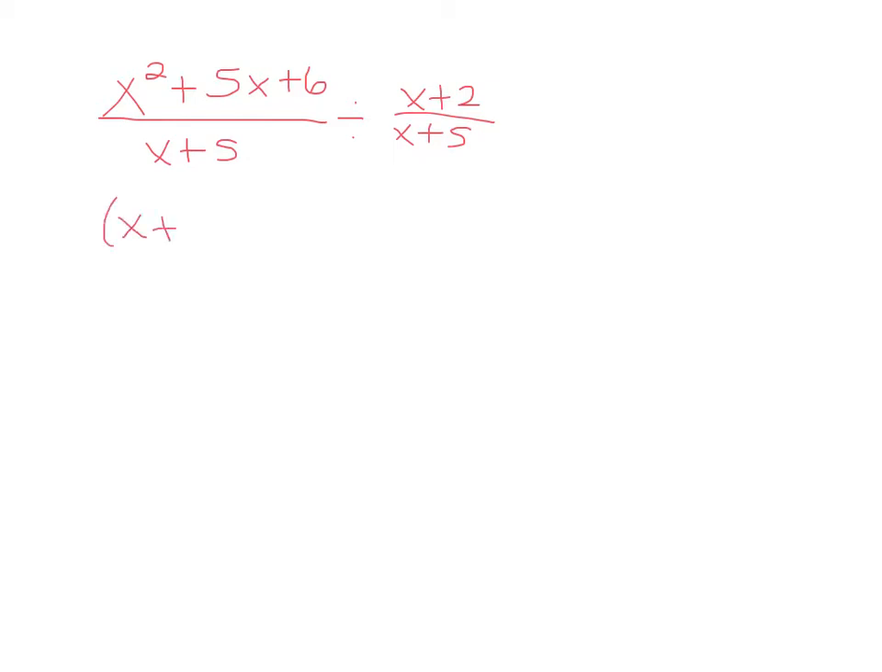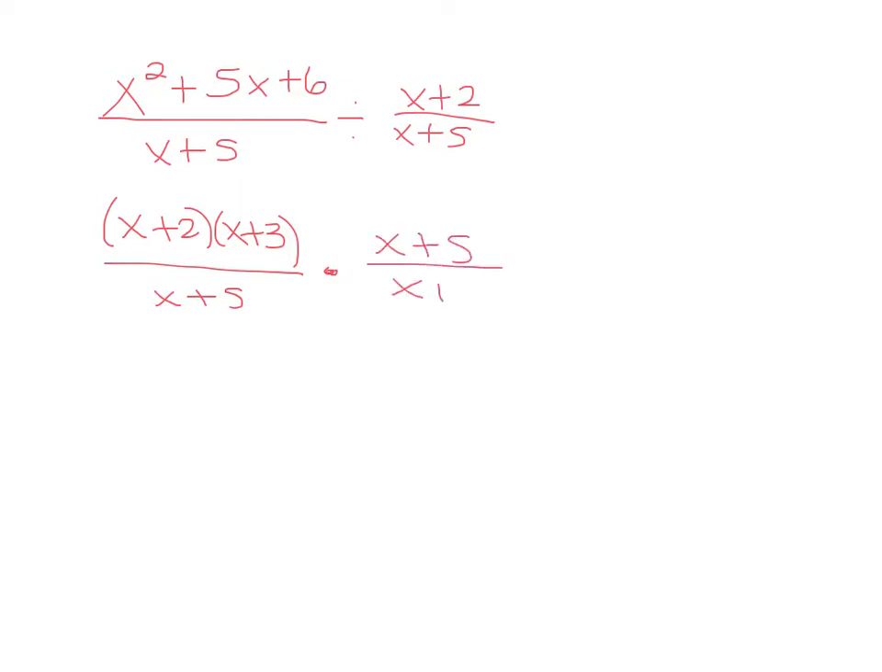All right, so let's do x squared plus 5x plus 6 over x plus 5 divided by x plus 2 over x plus 5. Right, so step 1, drop, switch, flip. And again, I'm going to factor and drop, switch, flip at the same time. So this is going to be x plus 2, x plus 3, over x plus 5. Switch this to times, flip this guy over.